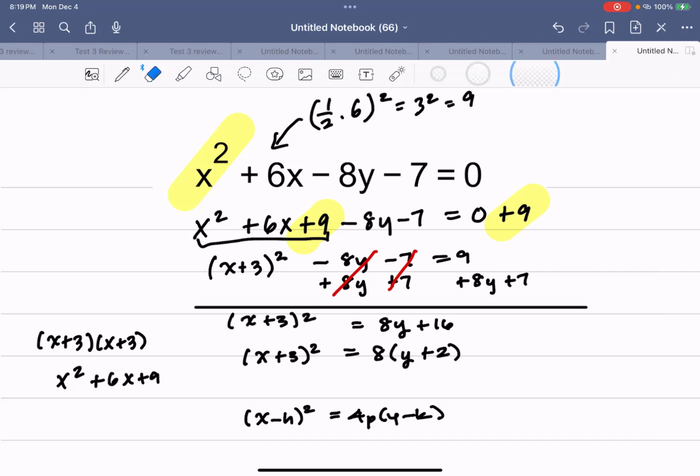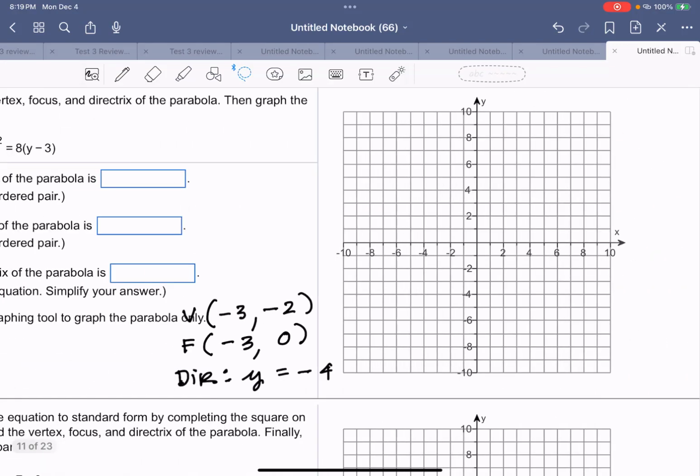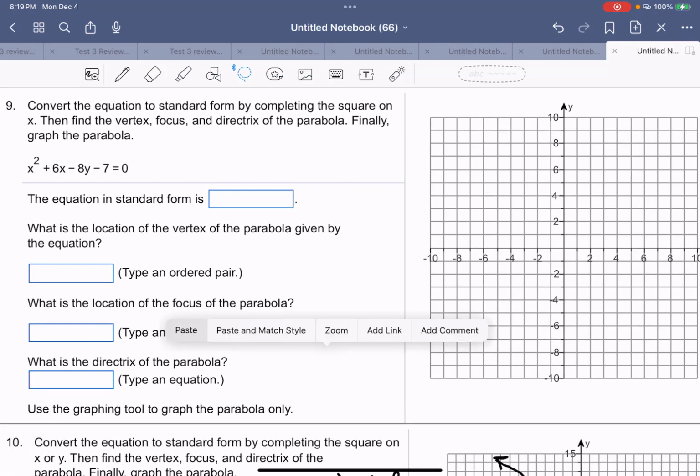Now that means my vertex is at -3, -2. And 4p is equal to 8, so p is 2. And so I'm going to take this information back over to where the graph is, and we'll be able to graph this. And we'll also be able to find the other parts.